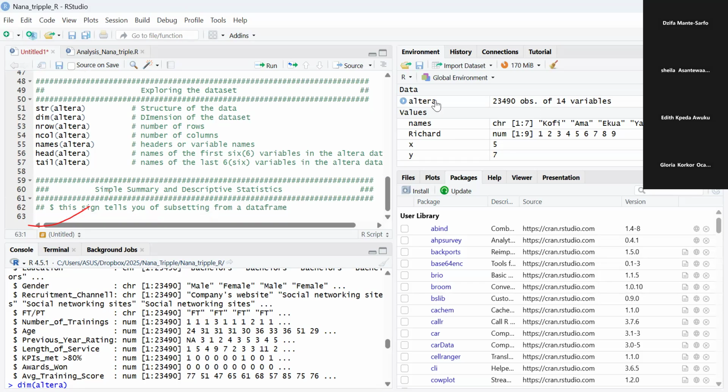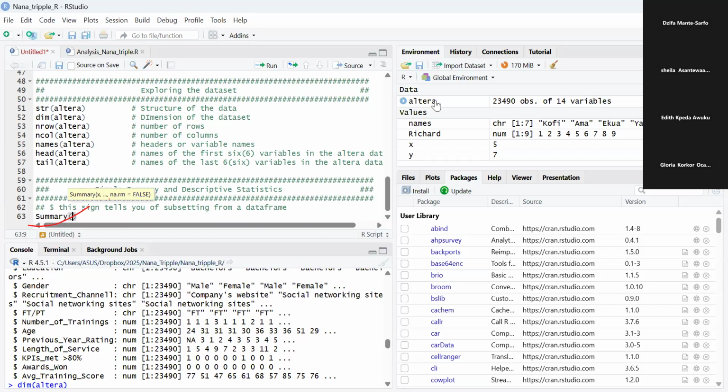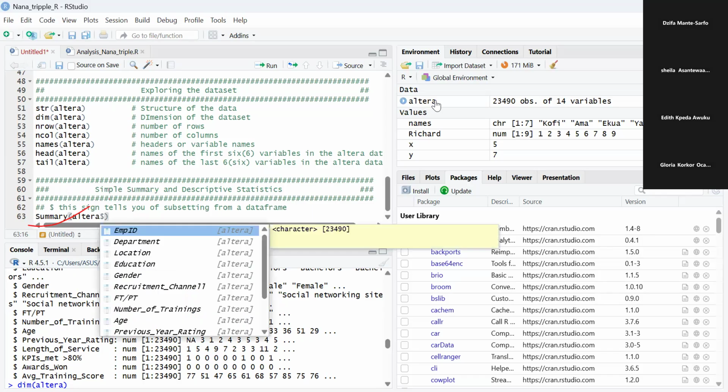I want us to first start with the command that I use, summary, open a bracket. In most cases, when you are using a data frame, whenever you are summarizing the data, or whatever you are doing, the actual thing is put in brackets. Atera. Then use the $ sign. Once you type it correctly, R gives you everything that you want.